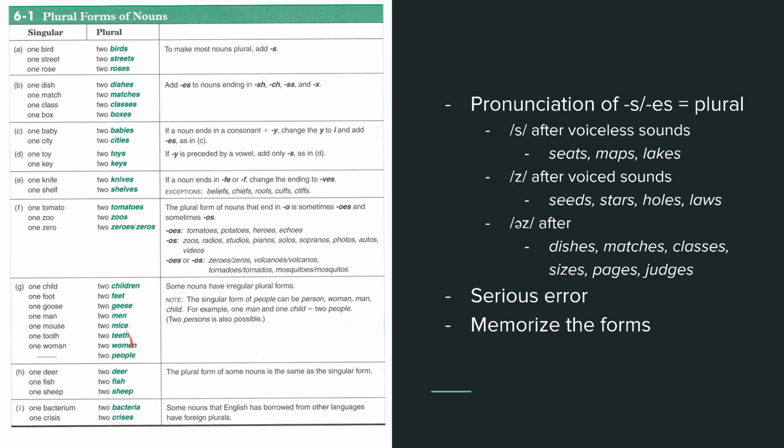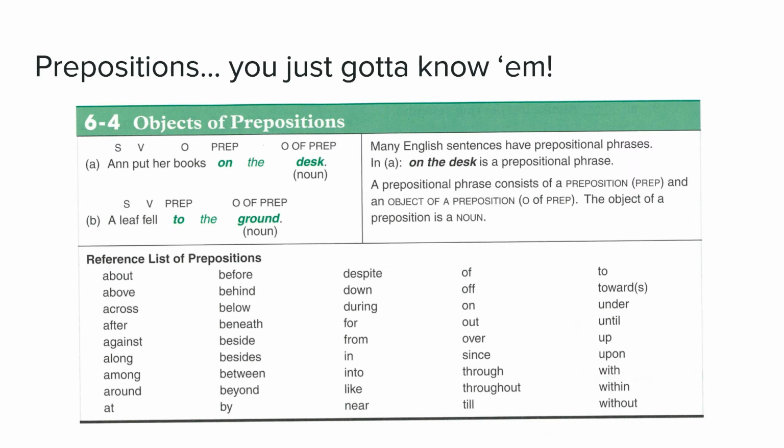Okay. And English, very similar to Japanese, is a language that loves to borrow words from other languages. So some words that are from a foreign language, like bacterium, will use a different plural form, like bacteria. So those ones, you will see more commonly in academic writing and things. Okay, so that's plural forms.